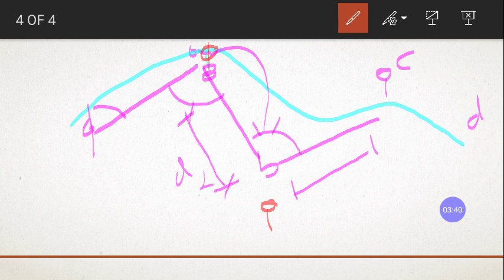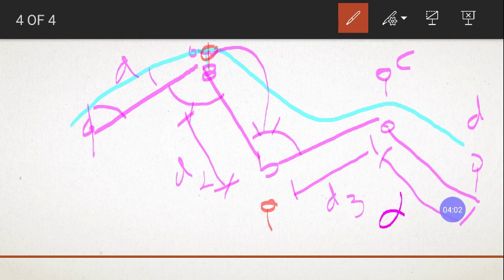D2, D3, D1. The same way, you're going to set up the station at this point. Again, you're going to keep the target at point D, bisect it, and measure the distance D4. This is how you are going to do it.